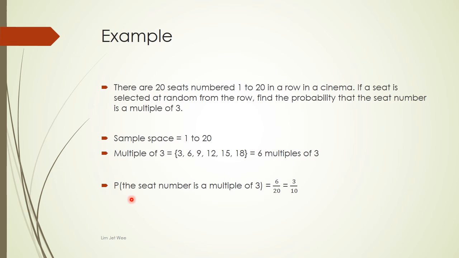So the probability that the seat is a multiple of 3 is 6, which is this one over here, over the sample space, which is total 20. So 6 over 20. Of course, I can simplify this to 3 over 10.